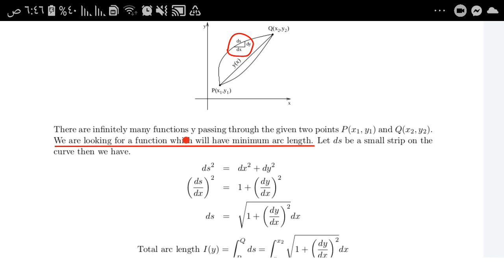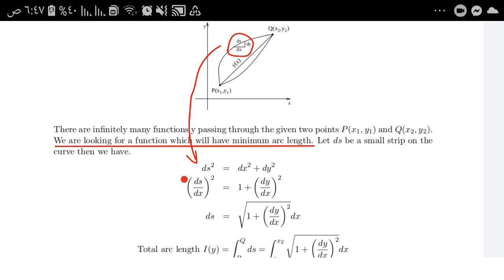We have ds squared is equal to dx squared plus dy squared. Is it clear? According to the figure, ds squared equals dx squared plus dy squared, which means that (ds/dx) squared is equal to 1 plus (dy/dx) squared.